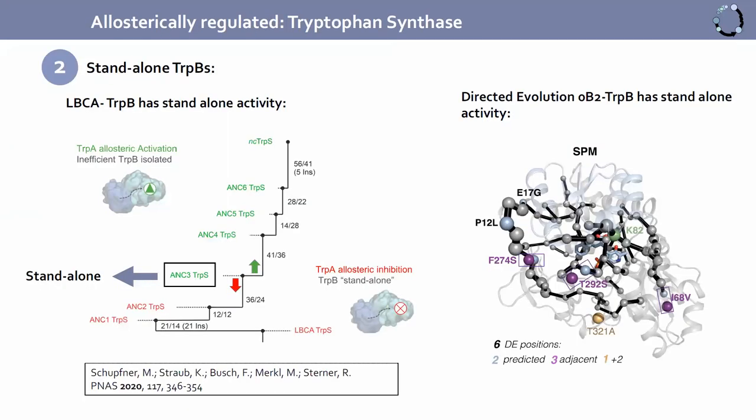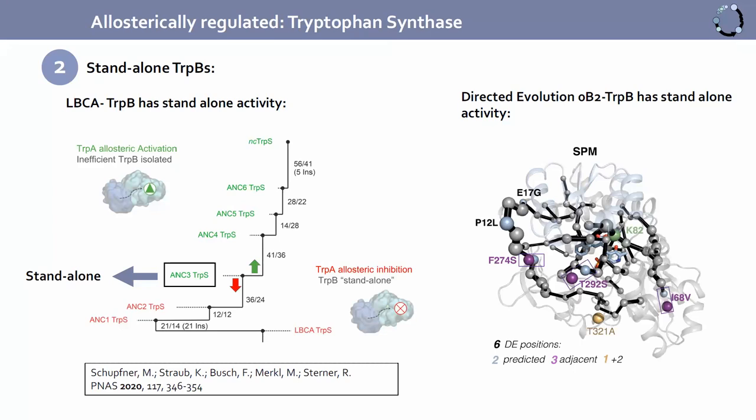And again, we applied the SPM and we saw that some of the positions that directed evolution targeted were included in the path. And if not, we're making interactions with residues. And mutations were making interactions with residues of the path. And this led us to try to design a standalone version of the beta.